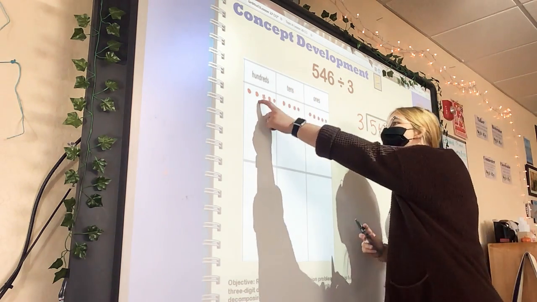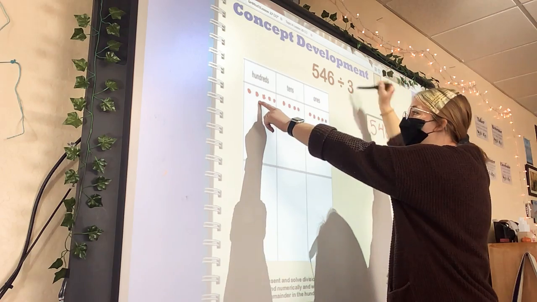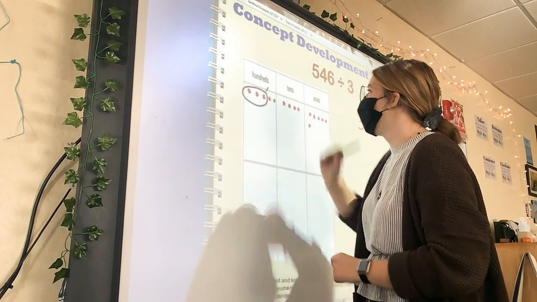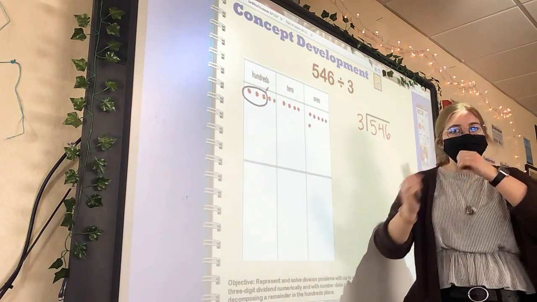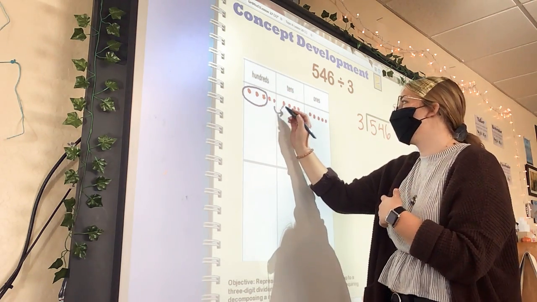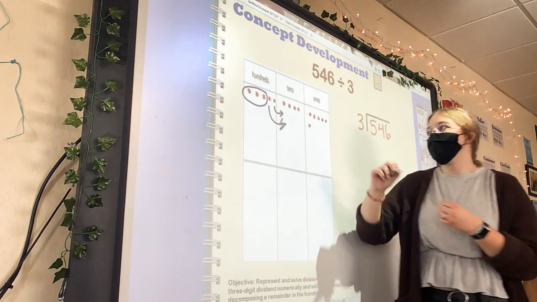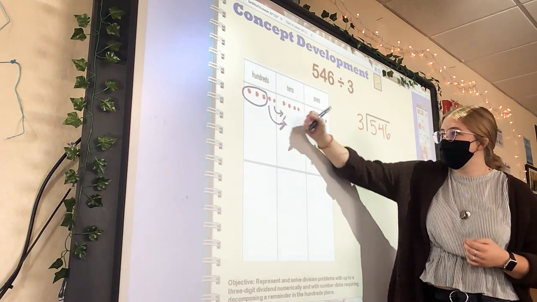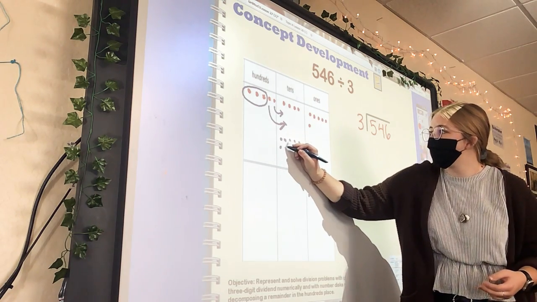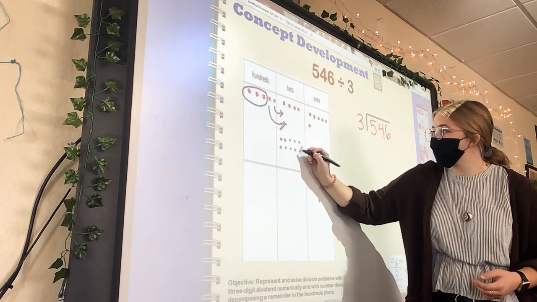All right. Hundreds, I'm dividing by 3. So I've got to circle groups of 3. 1, 2, 3. Circle it. I've got 2 left over. I cannot make a group of 3, so I've got to move those guys over. You move over here. You move over here. Both explode into 10. Am I right? Yes. Cool.